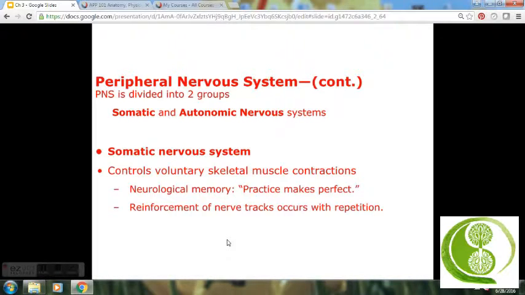It has neurological memory. Goes to the saying, practice makes perfect. This is the basis for neurological memory. Repetition of a movement or holding the body's position in space reinforces the body's ability to produce that movement or position over time. Reinforcement of the nerve tracts occur with repetition.